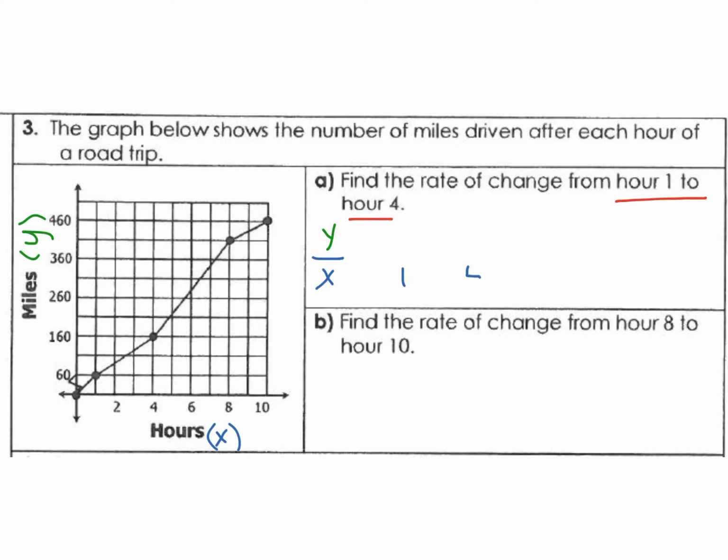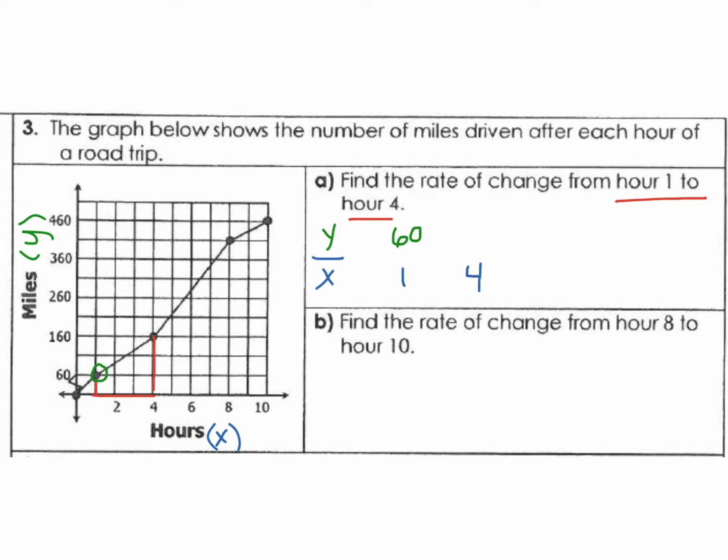Let's go find this on the graph. From 1 to 4. Whoops, I went from 0 to 4. Let's try that again, 1 to 4. I need to find the y values at 1 hour in and at 4 hours in. At 1 hour in, I have driven 60 miles, and at 4 hours in, I have driven 160 miles.